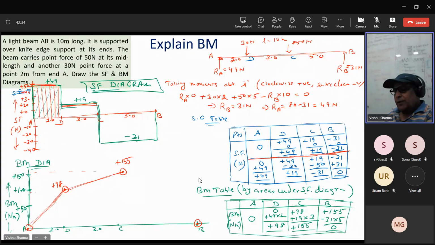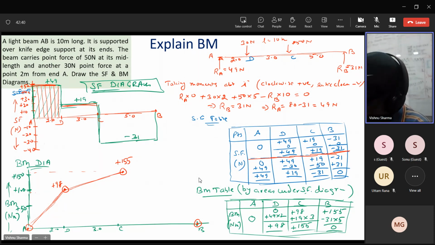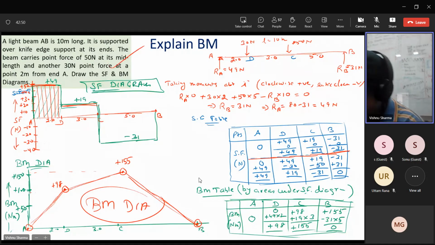Same question I ask myself, how is the change from C to B? The answer is uniform. So I put a scale again and join them with a straight line. And this red line, the red diagram that we have drawn, is the BM diagram for the question, and the full SFBM question gets completed. The simple one gets completed.